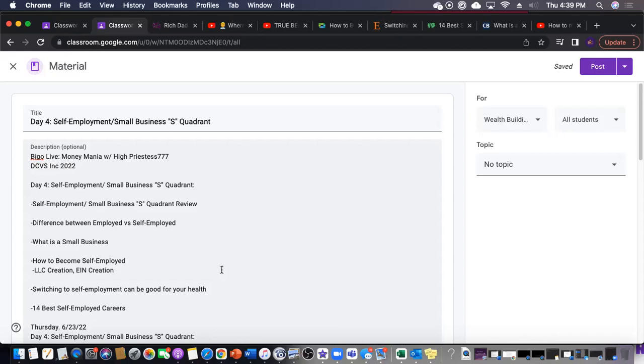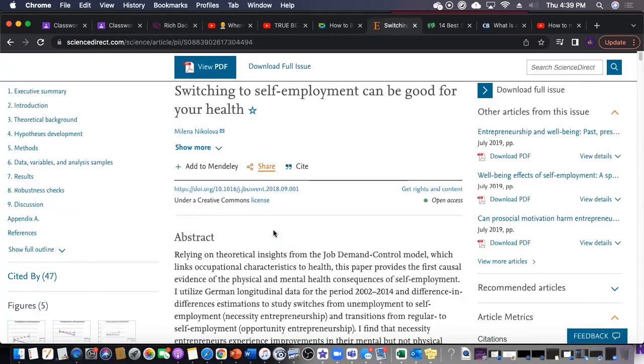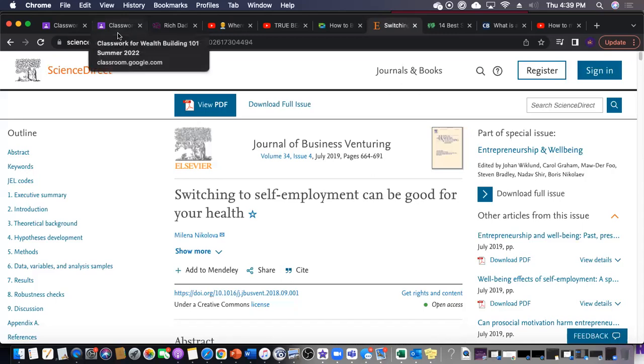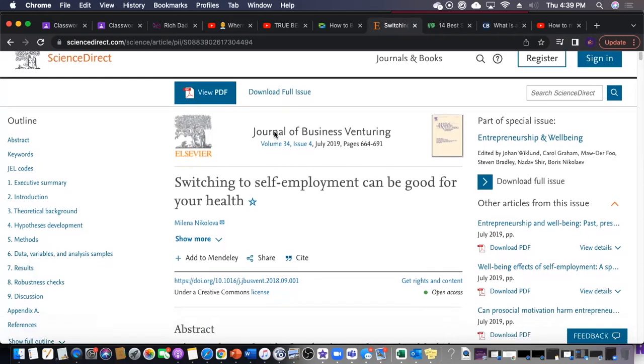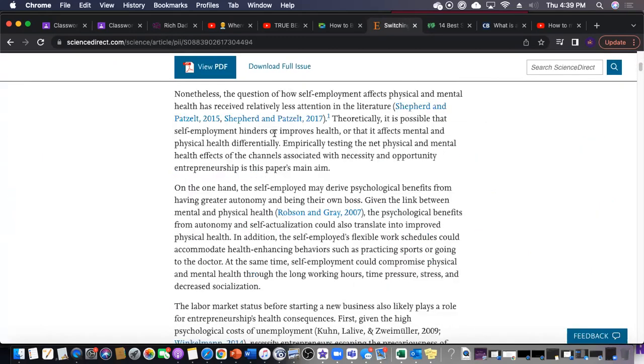So the next thing we're going to do: we created an LLC and an EIN, so we know how to do that. Now we're going to find out how switching to self-employment can be good for your health. This is coming from ScienceDirect.com, the Journal of Business Venturing, Volume 34, Issue 4. So this is a scholarly source. To get the gist of it, you can read the PDF. Let me click on the PDF.